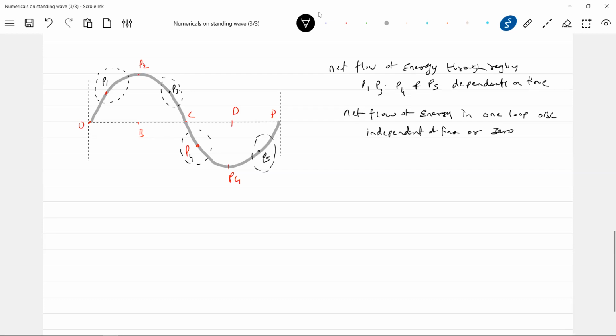Net flow of energy for OP1, P2, P3, P4, from section O to P4, I think it should be non-zero. Dependent on time means it will vary with time. Here I say it's independent of time, or remains constant. Here it varies with time, because here maximum potential energy, kinetic energy is zero. Now as the string starts moving down, the energy of this will come here. So there'll be flow of energy. But what about the net flow of energy in the one loop? Zero. The energy will be confined there only. That's what I mean to say.